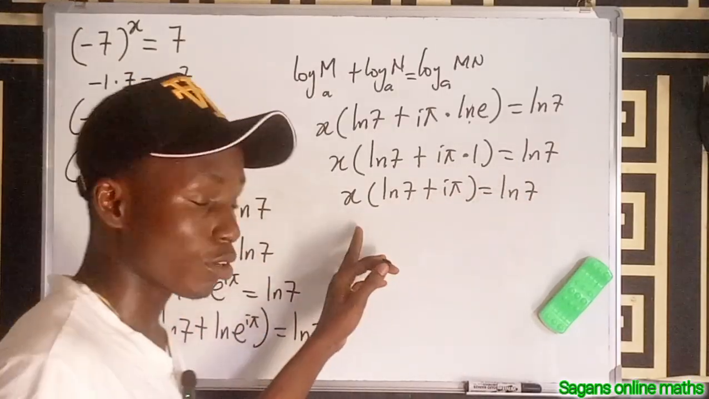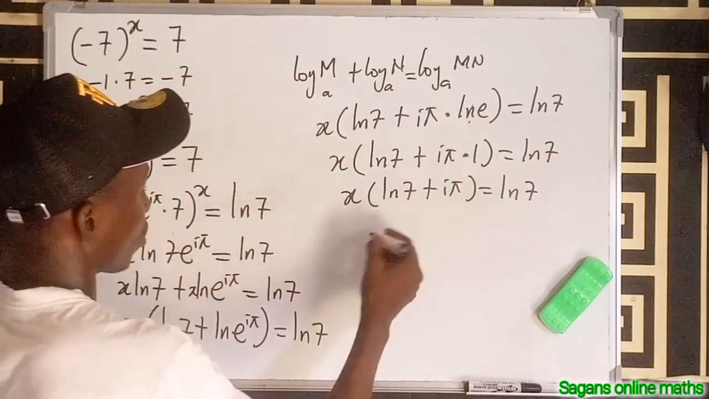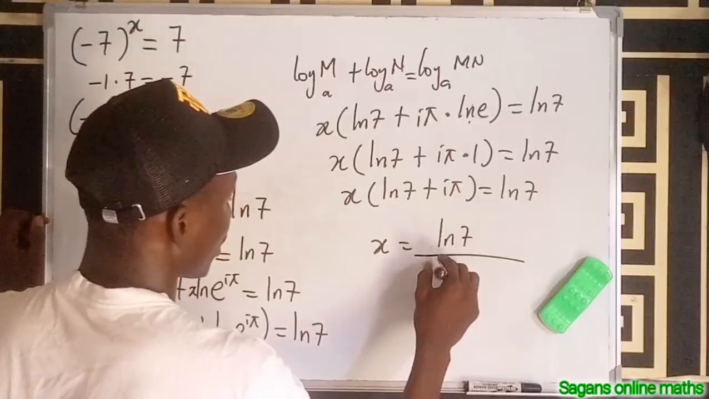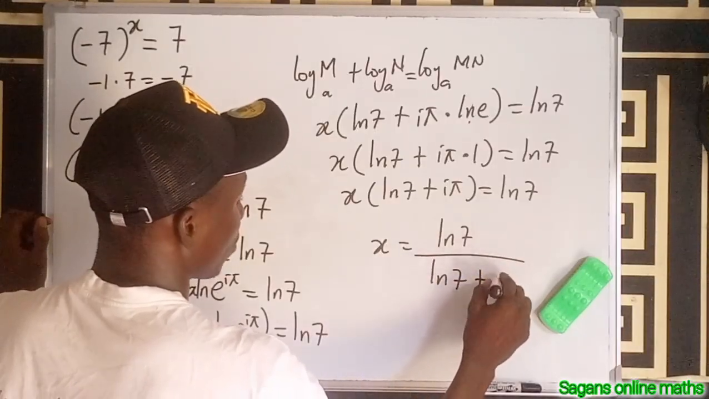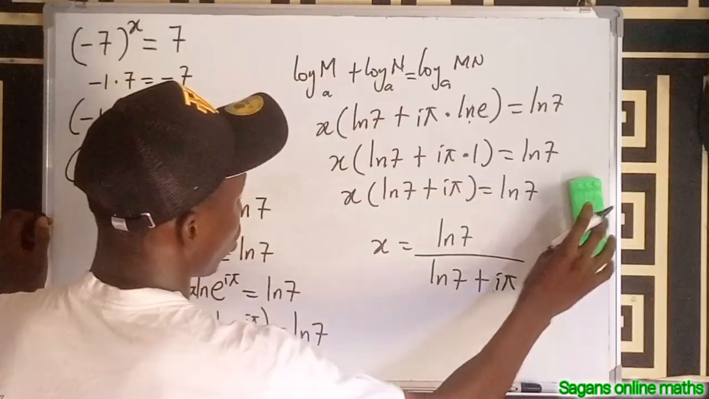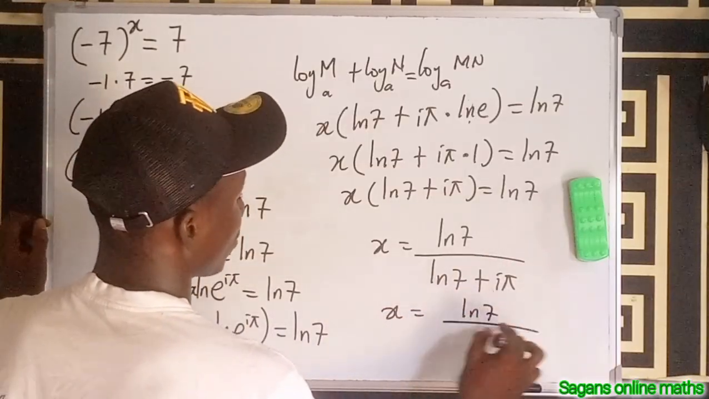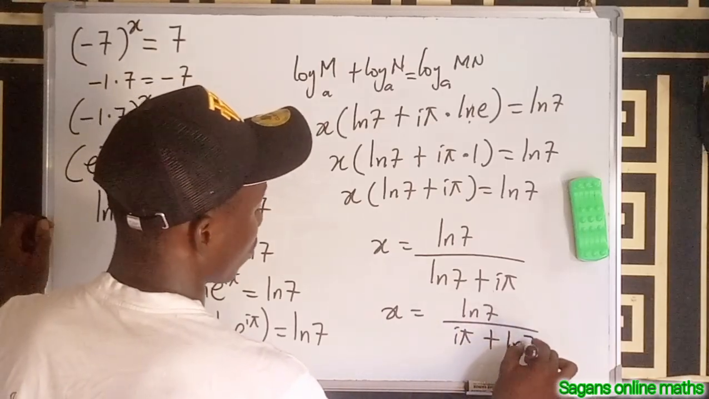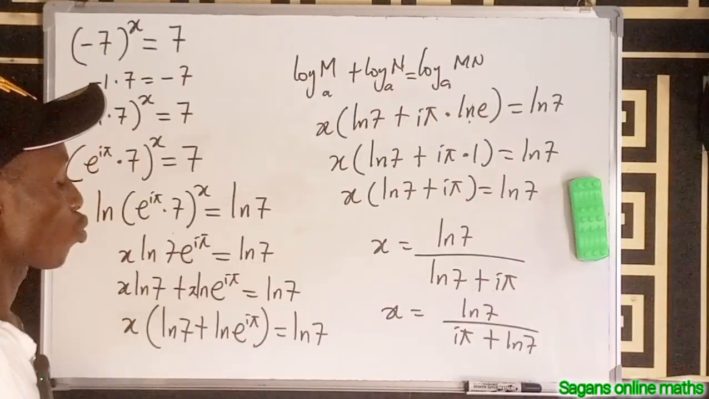And for us to determine the value of x, you have to divide both sides by this. So if you divide both sides by this, you will have that x is equal to natural logarithm of 7, all divided by natural logarithm of 7 plus i pi. Or you can say that x is equal to natural logarithm of 7 divided by i pi plus ln 7, or natural logarithm of 7. And this is the value of x to this particular question.